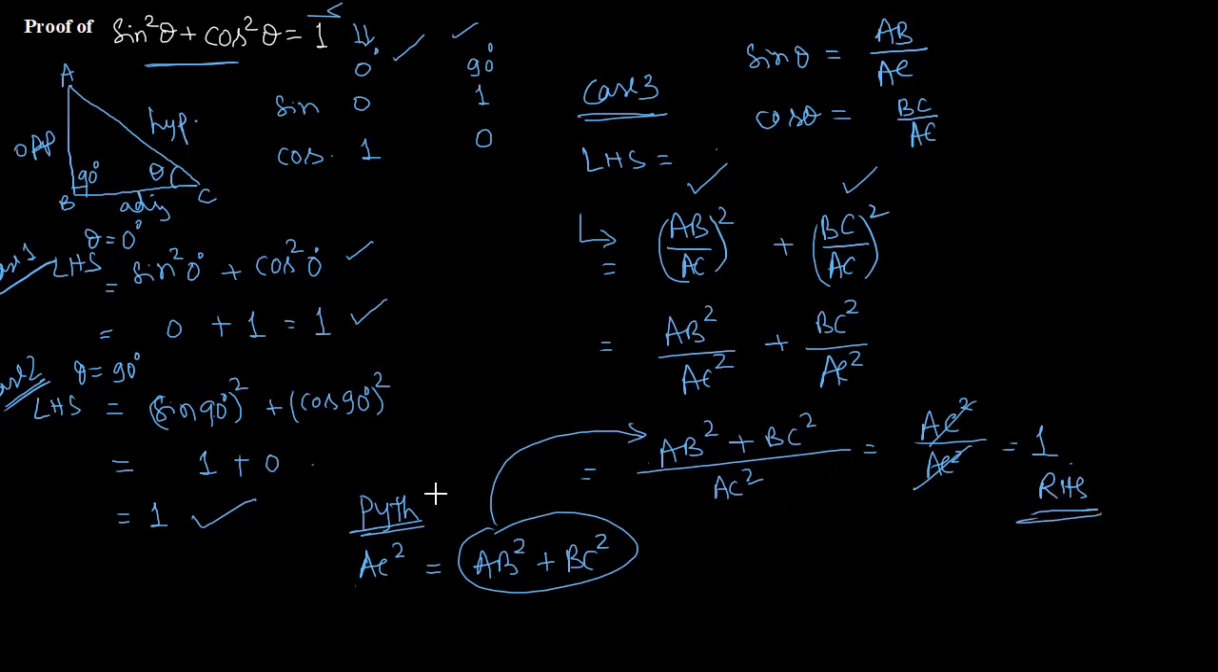So we have proven it. There are 3 cases that we have taken, one with 0, another with 90, and another where theta is an acute angle. And here we wrote the ratios based on sides, and then we have proved that sine square theta plus cos square theta is equal to 1.